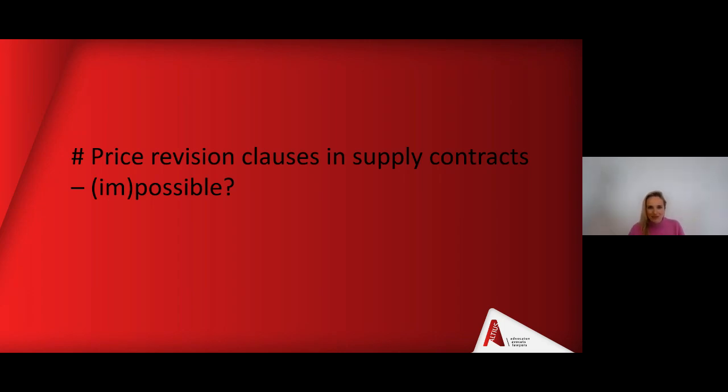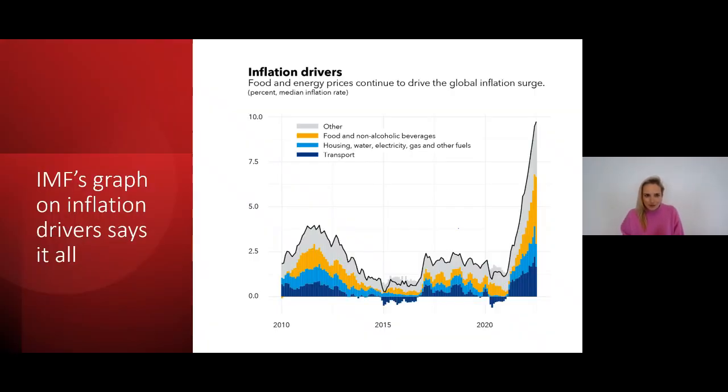It's price revision clauses in supply contracts, because of course, that's what everybody's asking. What about the price, can it be revised? First, a very, let's say, depressing graph provided by the EMF on what drives inflation. As you see, there's food, energy prices, transport, housing, water, electricity, all those drivers which lead to the inflation which we are currently confronted with.